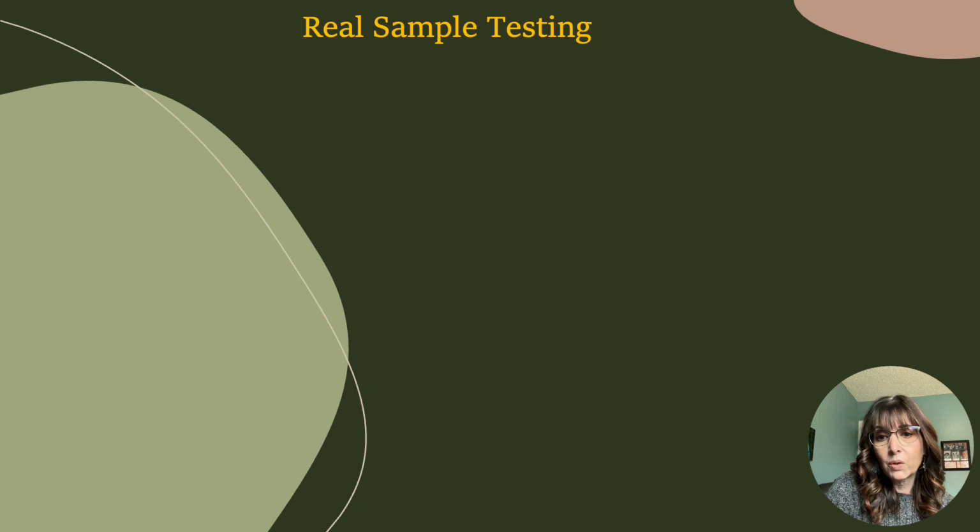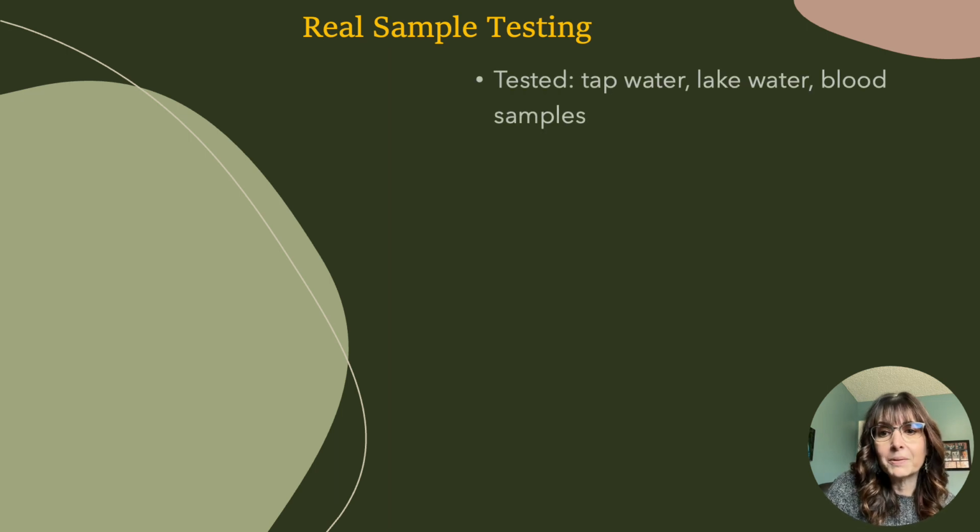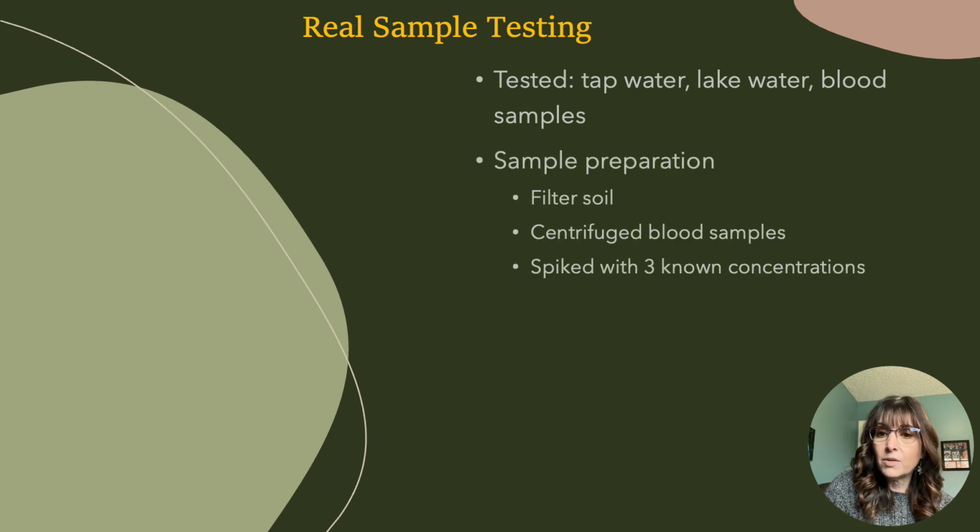Once the device was created and tested with laboratory chemicals, they went ahead and tested their detector on tap water, lake water, and blood samples. Now, the samples needed to be prepared. The soil was filtered from the water and blood samples were centrifuged.